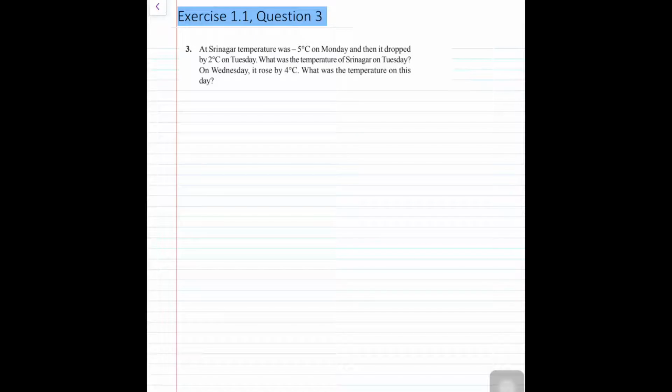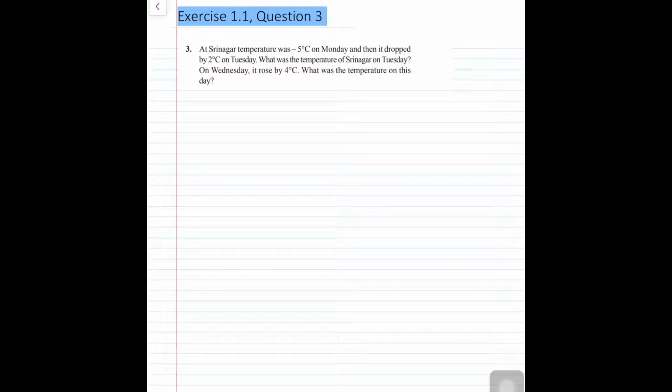At Srinagar, temperature was negative 5 degrees Celsius on Monday and then it dropped by 2 degrees Celsius on Tuesday. What was the temperature of Srinagar on Tuesday? On Wednesday, it rose by 4 degrees Celsius. What was the temperature on this day? So you have to answer two questions, the temperature on Tuesday and the temperature on Wednesday. Now let's see how we work this out.